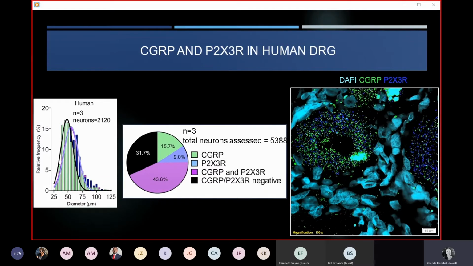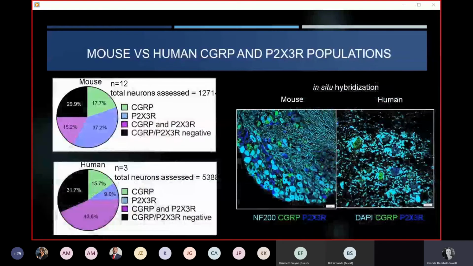And so you can see now in this pie chart, this purple chunk here, which used to be exclusively P2X3 positive in the mouse, now looks to be CGRP and P2X3 positive. And these neurons are small in diameter, around 50 micrometers in human.